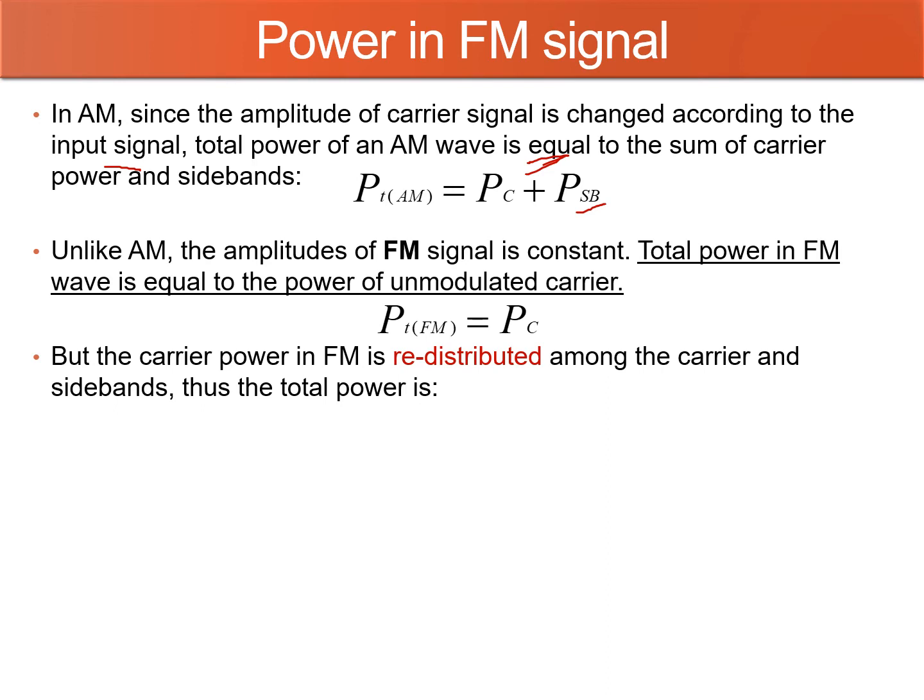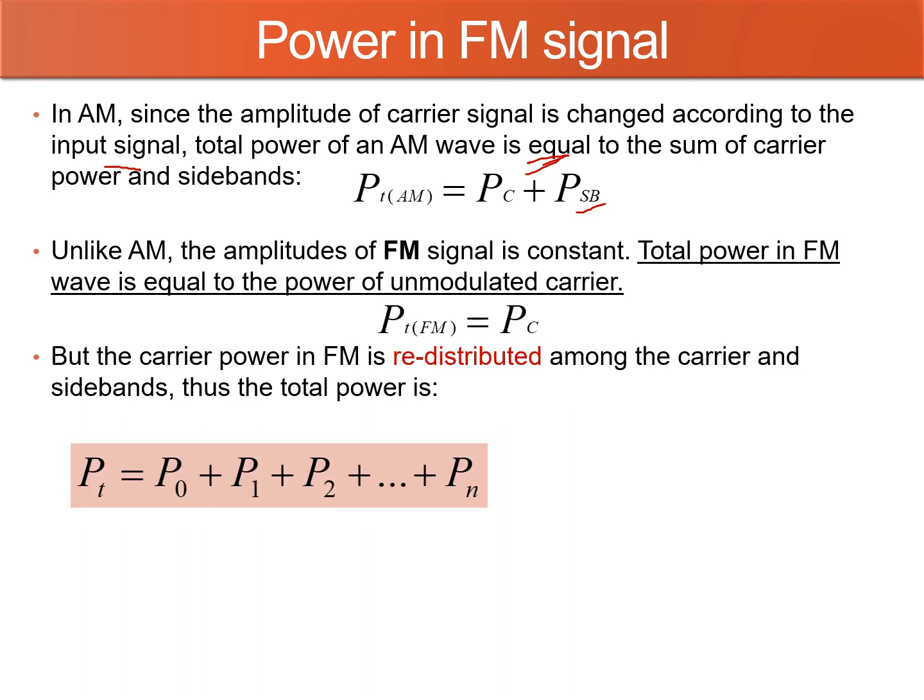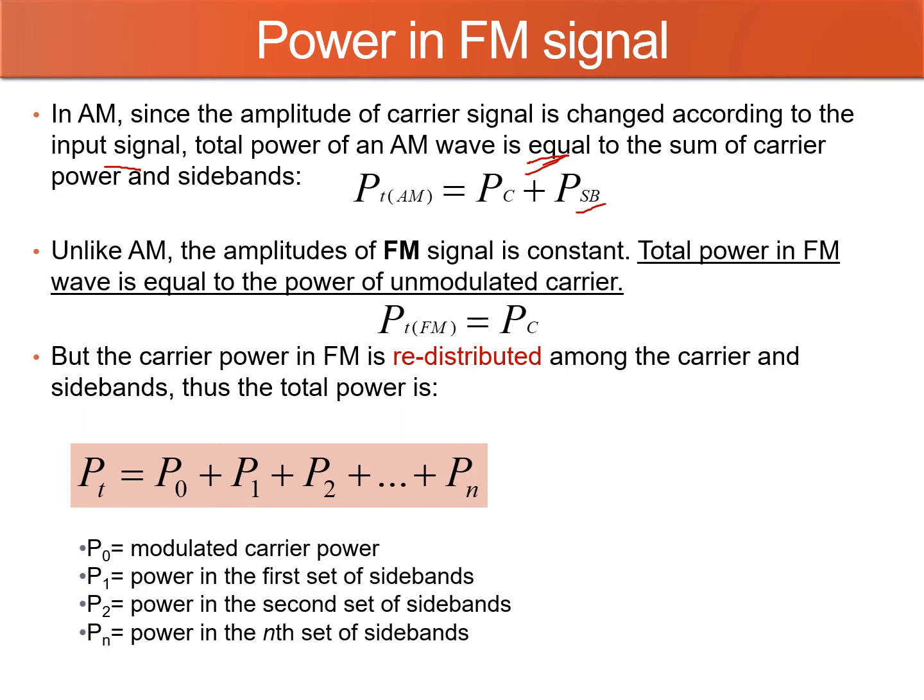Thus, the total modulated power is equal to P naught plus the sidebands P1, P2, until Pn, where P naught is equal to the modulated carrier power. P1 is the power in the first set of sidebands, P2 is the power in the second set of sidebands, and Pn is the power in the nth set of sidebands.